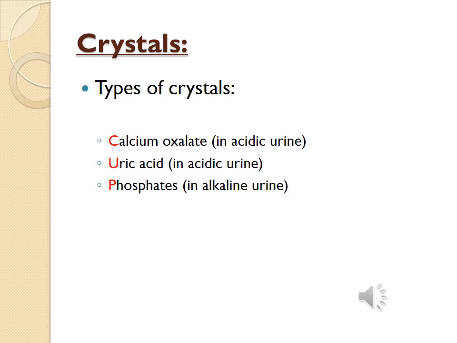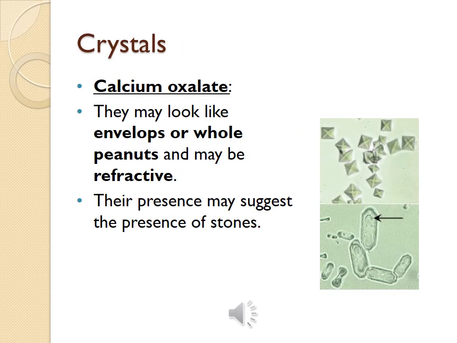These three types of crystals, CUP, can be found in normal urine, or if they are found in larger number, they can indicate the presence of stone in the renal system. But they can be normal or they can indicate renal stone. Crystals in urine. The first type of crystal is calcium oxalate. They look like an envelope, like the upper diagram, or they look like a peanut, like the lower picture.